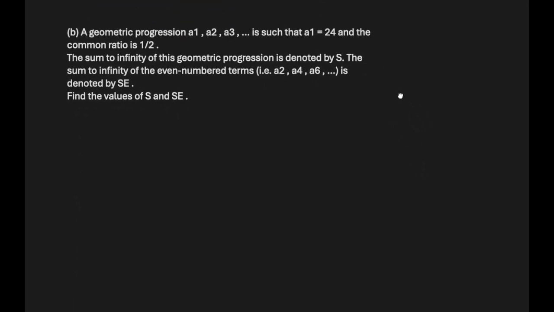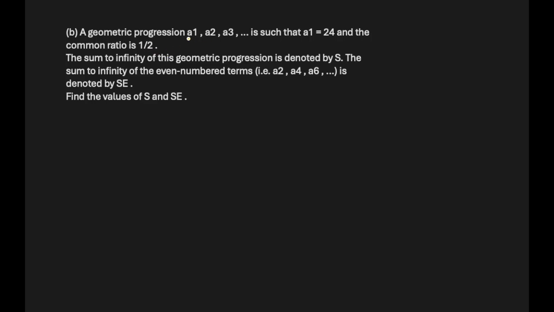Alright, now the GP, A1, A2, A3 such that A1 is 24. So the first term is 24, and the common ratio is half. So it is also given. The sum to infinity of this geometric progression is denoted by S. So let's find S. The formula for S infinity is A1 over 1 minus r, right? They are saying that the sum to infinity is S.